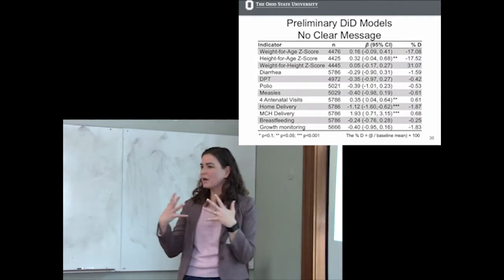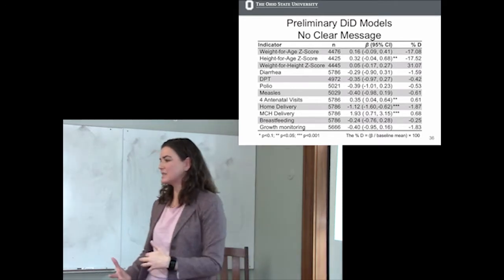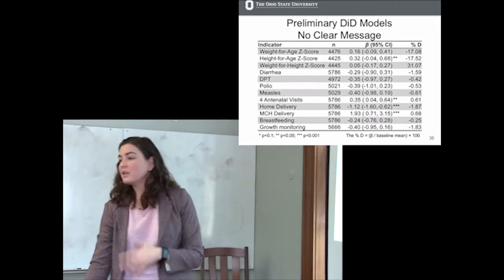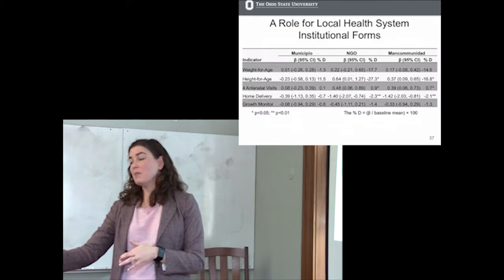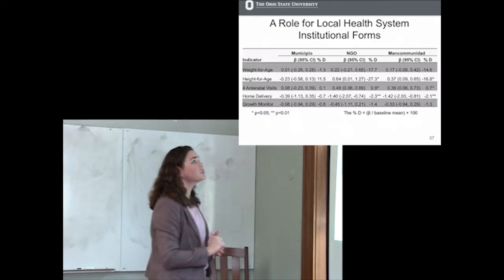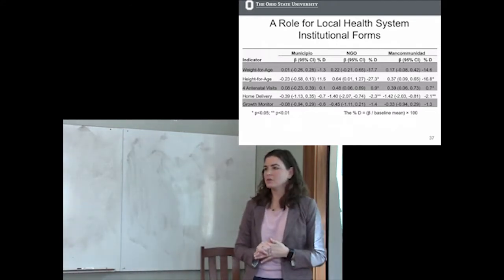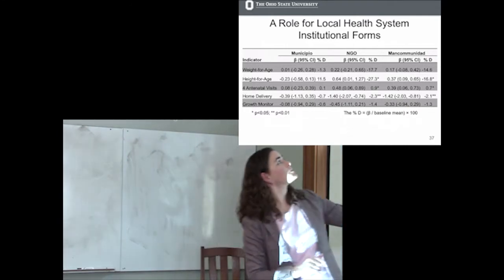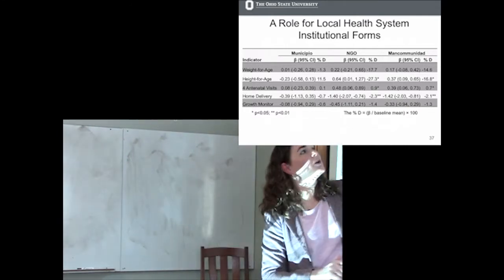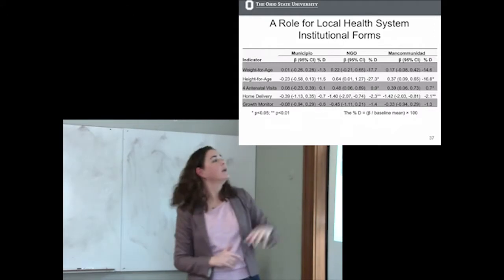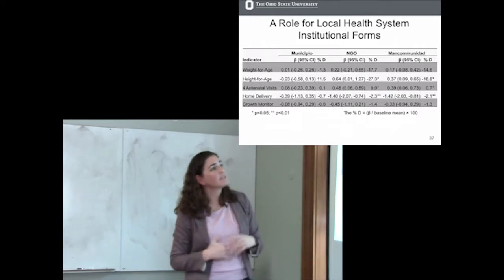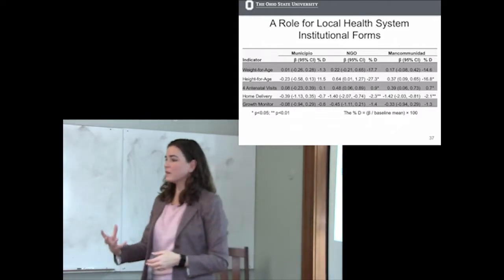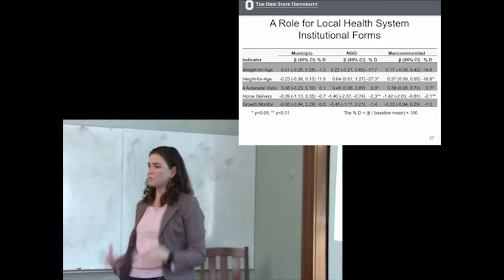There's some gains being made in these decentralized areas. I did one other additional thing, because remember I've had the data for maybe 6 months. I actually broke it out by the different governance models. So these are the 3 different governance models we have: municipio, NGO, and mancomunidad. This is the municipality. And what you see is that some of these treatment effects are being driven by specific governance models.